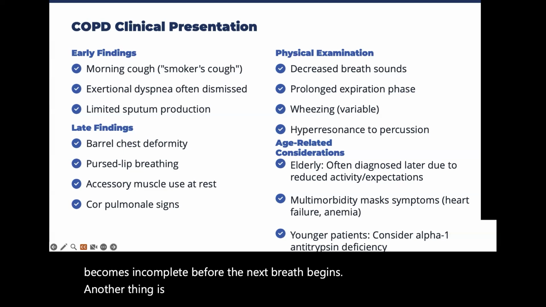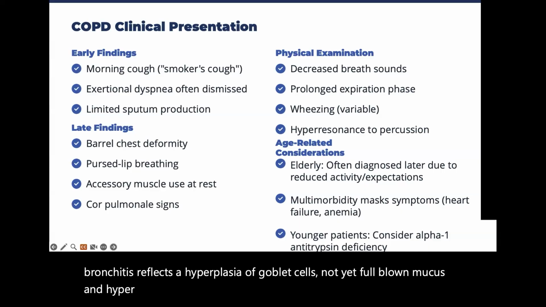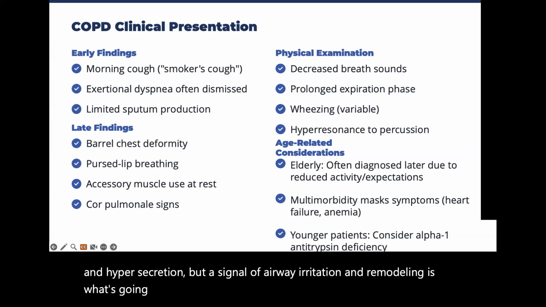Another thing is limited sputum production. The early phase of chronic bronchitis reflects a hyperplasia of goblet cells, not yet full-blown mucus hypersecretion, but a signal of airway irritation and remodeling is what's going on here.